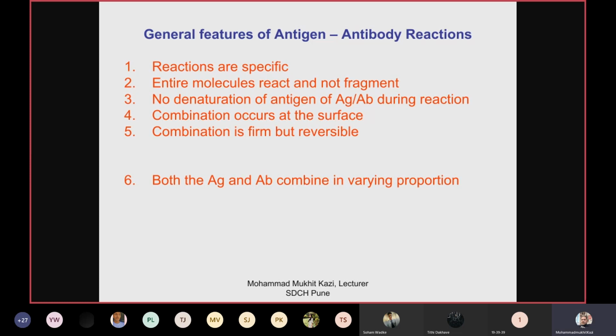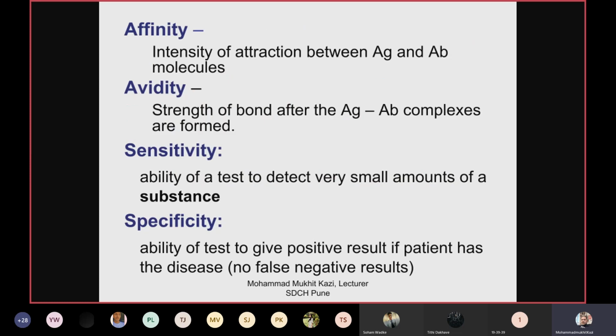Combination occurs at the surface. This is very important because, as I told you, the epitopes are present on the surface of the antigen, and the combination is firm. This antigen-antibody reaction is firm but can be reversible. Both the antigen and antibody combine in varying proportion. Antigens are multivalent and antibodies are monovalent or bivalent.